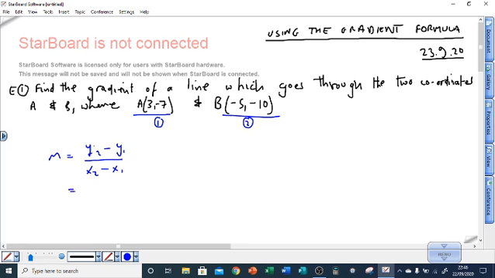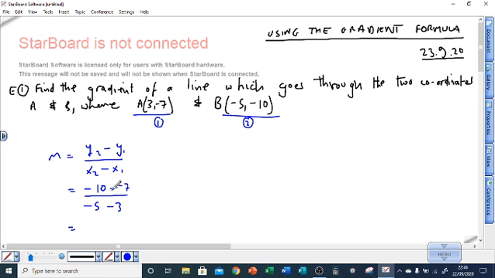So underneath that, y2, as I've just said, is the second coordinate, the y value, so that is minus 10, and it's got to be taken away from the y value of the first coordinate, minus 7, all divided by the x coordinate of the second, which is minus 5, taken away from the x of the first, which is 3.